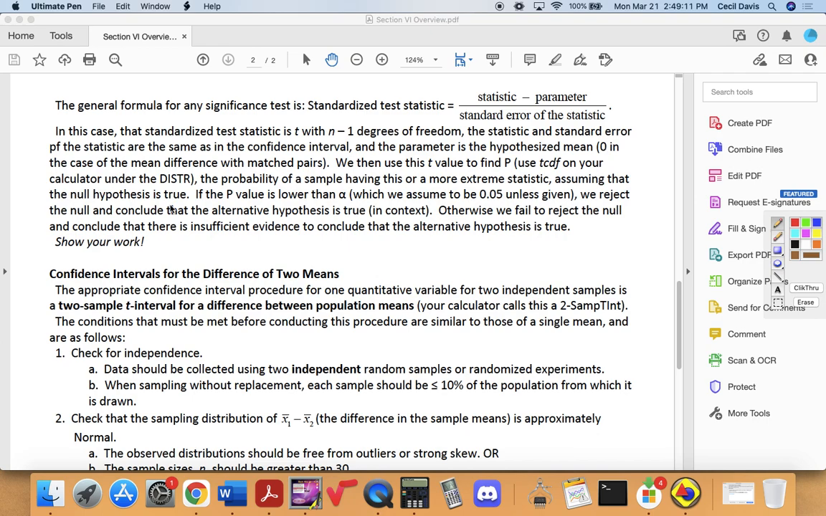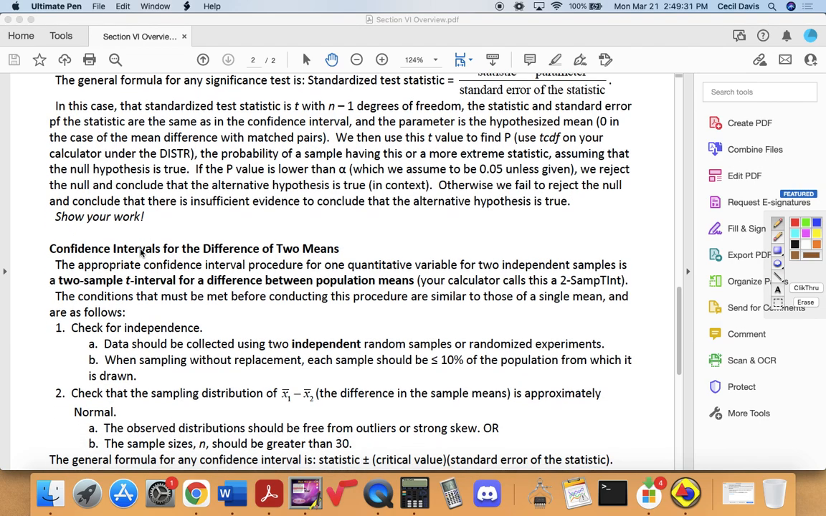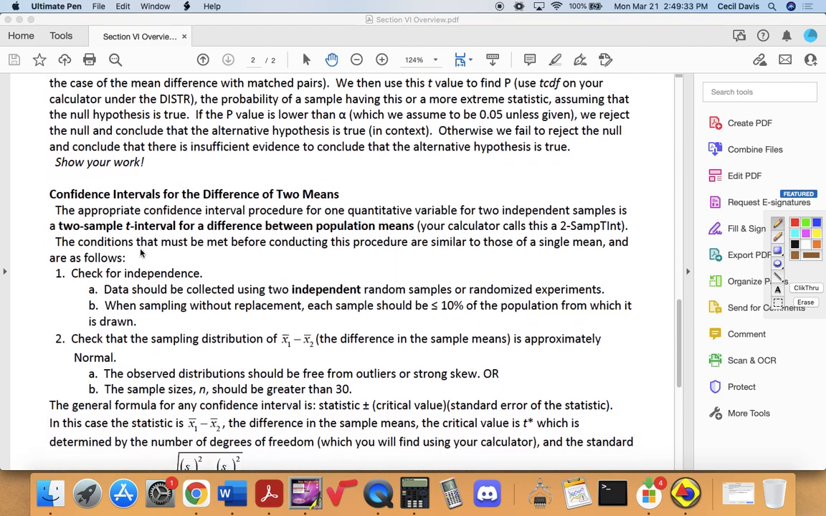And then again, after you either reject the null or fail to reject the null, in context, you talk about the alternative hypothesis. Your conclusion is always about the alternative. Okay? And again, just a general reminder: show your work. Show what it is that you're doing on that.